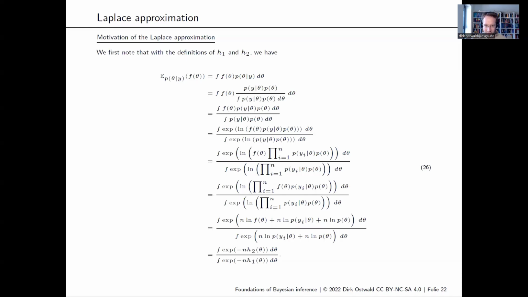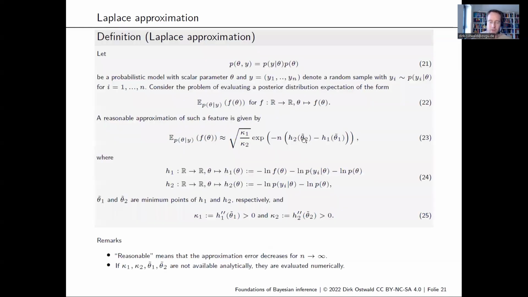I'm not really sure whether that works for the normalization constant or not. It works for expected values. So what's going on? We start again from a probabilistic model, p(theta, y). We write down p(y given theta) and p(theta), so the likelihood and the prior.